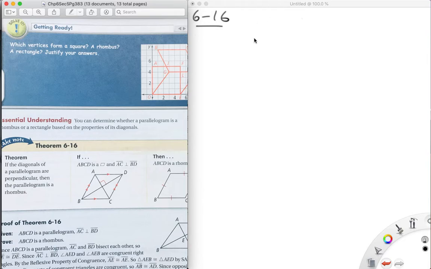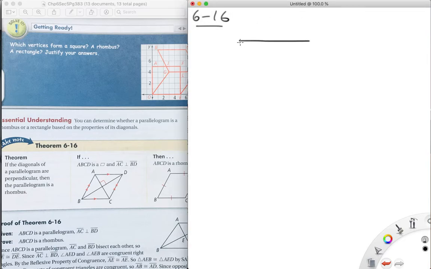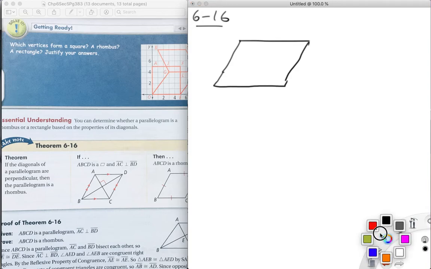So we're told that it's a parallelogram. We don't know that it's a rhombus yet. We're trying to deduce that. So this is the converse of the previous section. And I know that this guy is parallel to that guy, and that guy is parallel to that guy. So I know that it's a parallelogram.